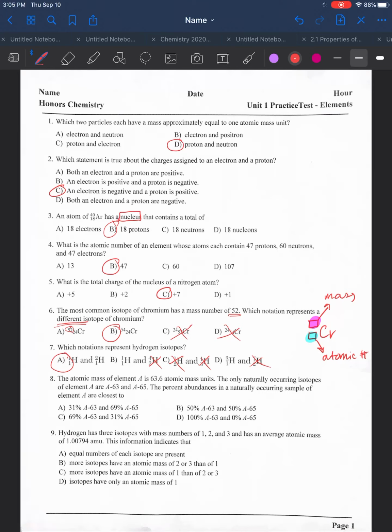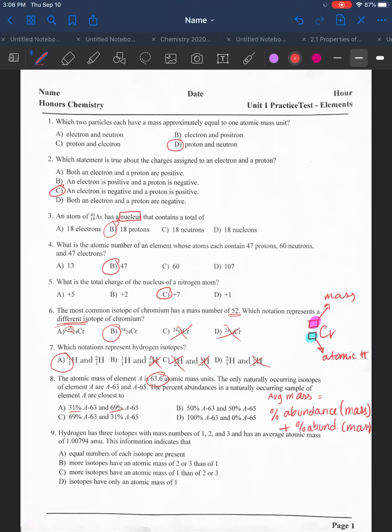For 8, so this is dealing with the weighted average mass calculation. So if we have that our average mass of our isotopes is equal to the percent abundance times the mass respective to that percent abundance, and then you add this to each respective percent abundance times that mass. So knowing that's the equation, what I would do is plug all the percents given into a calculator with the masses and see which one is closest to 63.6.